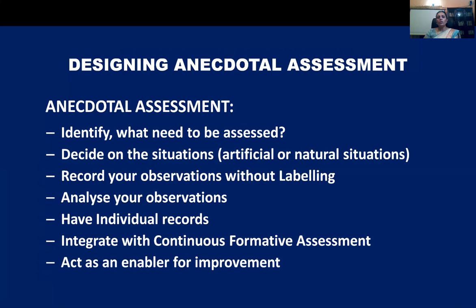After deciding what to be assessed and how to assess, the facilitator may record his observations without labeling the learner. When the responses from each learner are got, the facilitator may now analyze his observations, keeping an individual record for each learner. These records may be integrated with the continuous formative assessment as a complementary document, which in turn helps the facilitator to act as a channel for improvement.